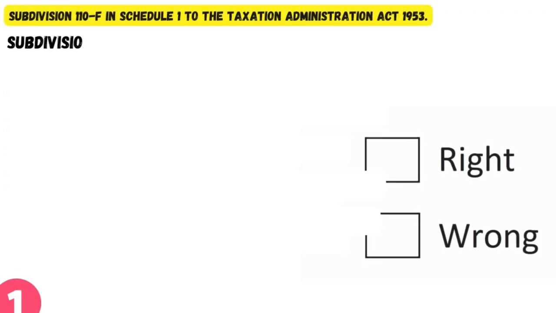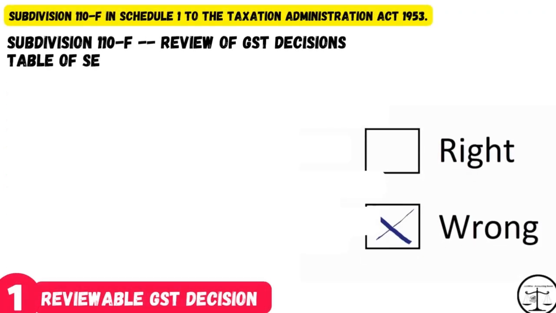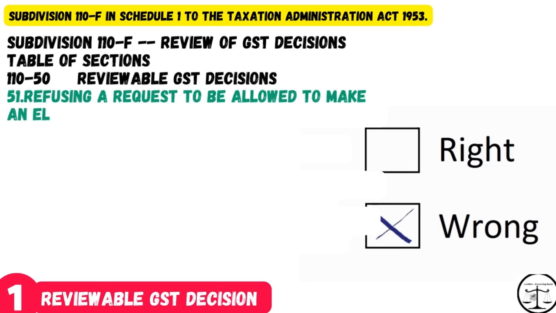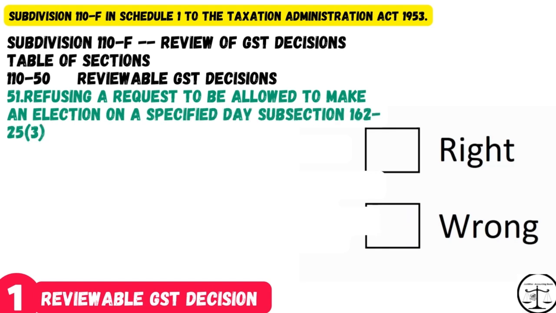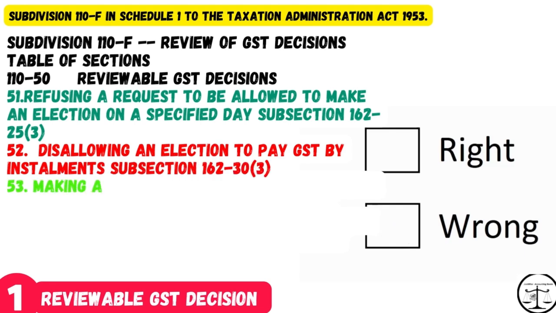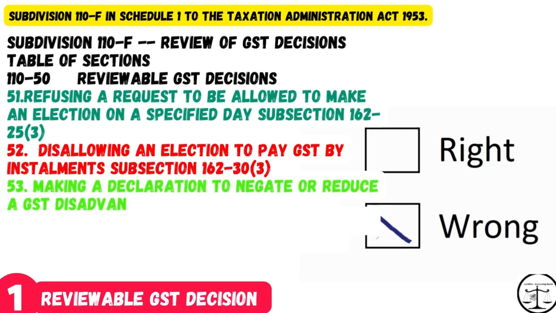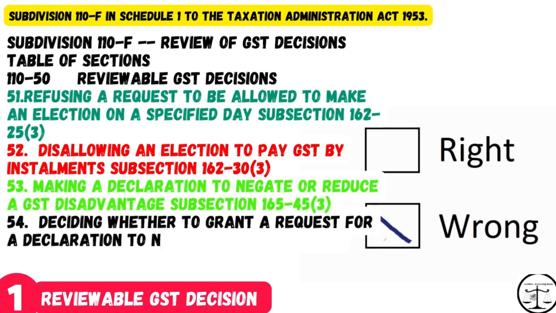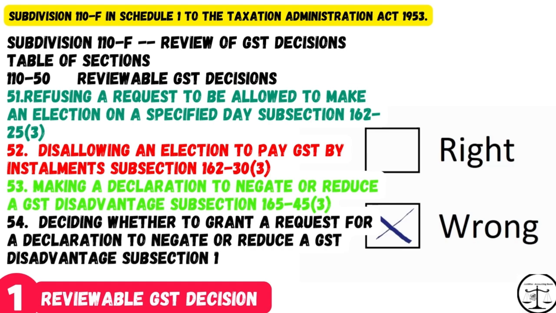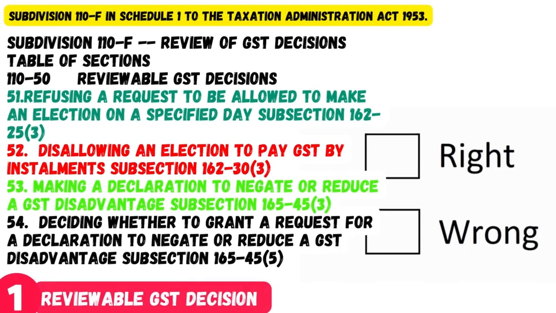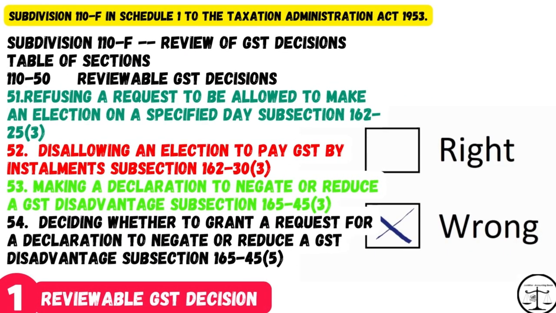162-15-2B. 51. Refusing a request to be allowed to make an election on a specified day, subsection 162-25-3. 52. Disallowing an election to pay GST by installments, subsection 162-33. 53. Making a declaration to negate or reduce a GST disadvantage, subsection 165-45-3. 54. Deciding whether to grant a request for a declaration to negate or reduce a GST disadvantage, subsection 165-45-5.